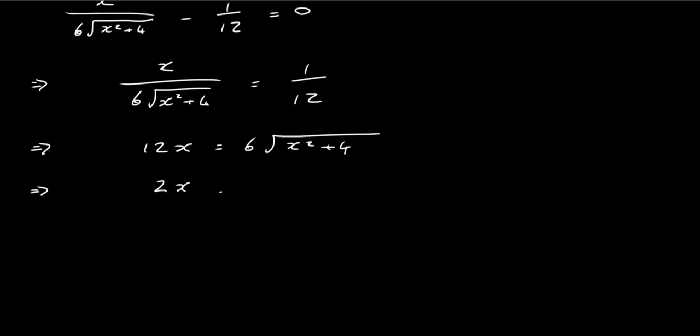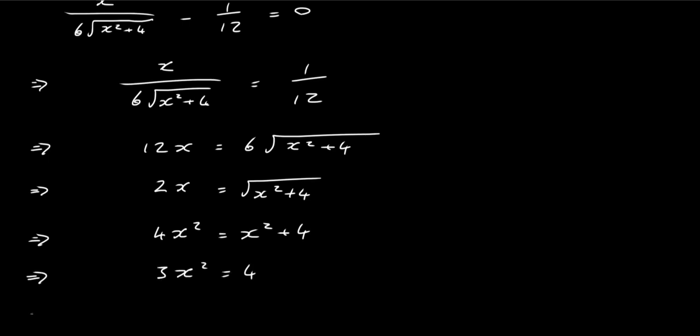So I get 2x is equal to the square root of x squared plus 4. Now what I'm going to do is just square both sides. So I've got 4x squared is equal to x squared plus 4. Bring that x squared over to the left hand side. That gives me 3x squared is equal to 4. That'll give me x squared is equal to 4 over 3.